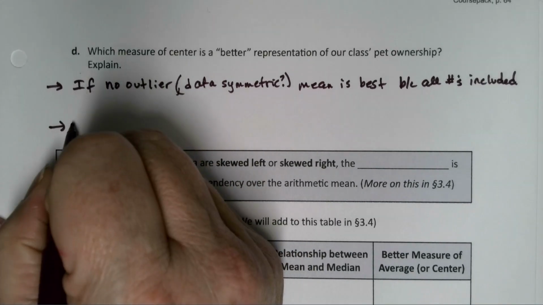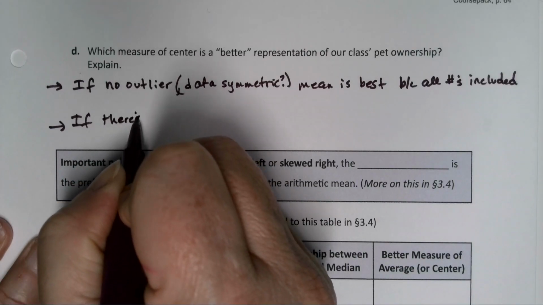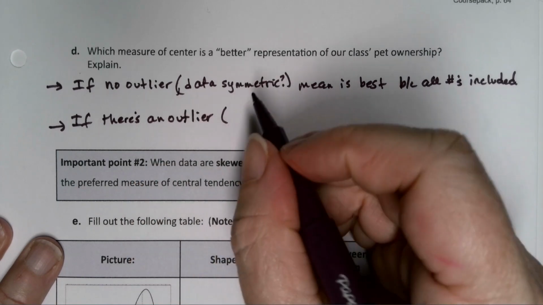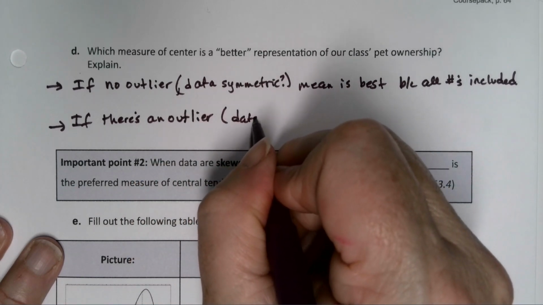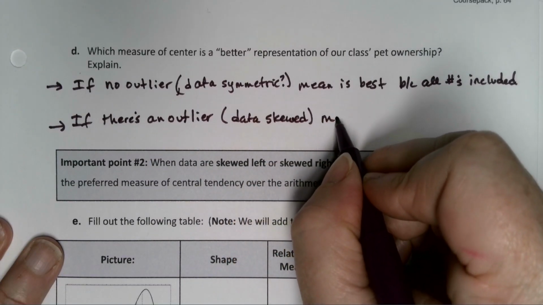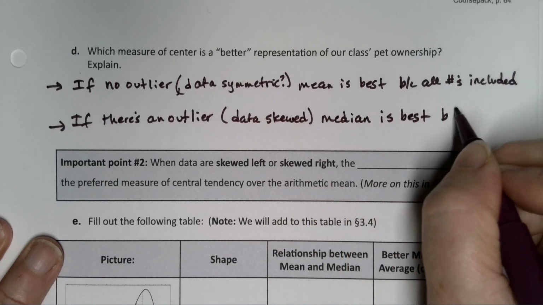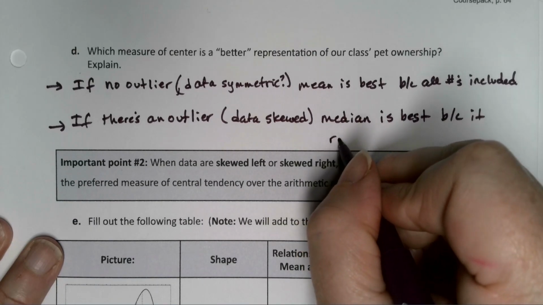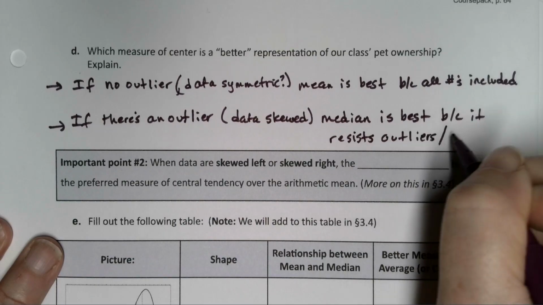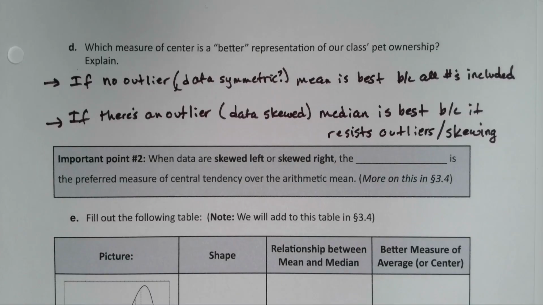And it's what people think of when they think of average, right? But if there is an outlier or the data are skewed, and it's possible for data to be skewed but not have outliers, but if either one of those things is happening, then the median is best because it's resistant. It's resistant to outliers. It's resistant to the pull of a skewing.